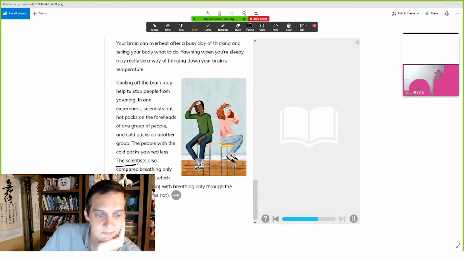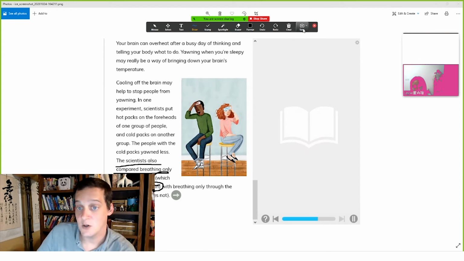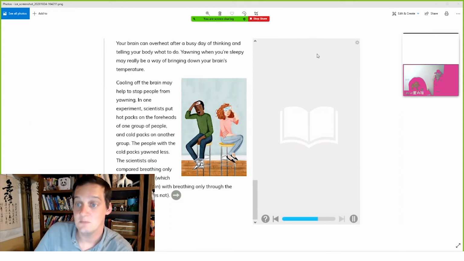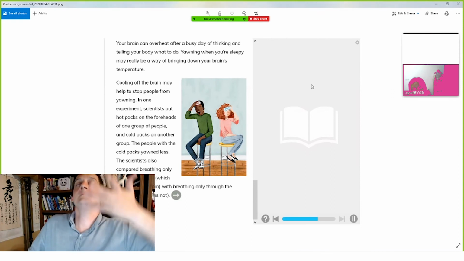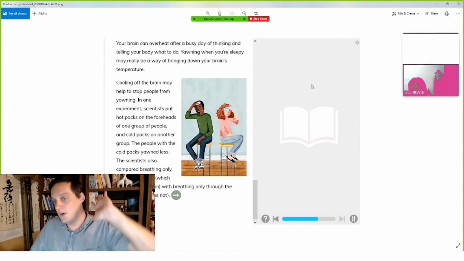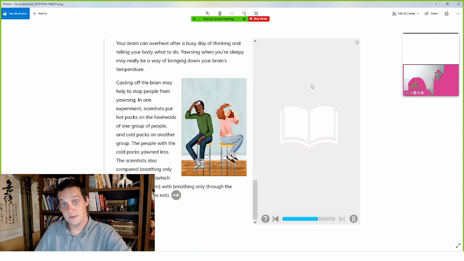Cools the brain. Scientists also compared breathing only through the nose, which also cools the brain. So being a nose breather is generally better because breathing through your nose helps to cool off your brain. In through the nose, out through the mouth. Ever heard that one?